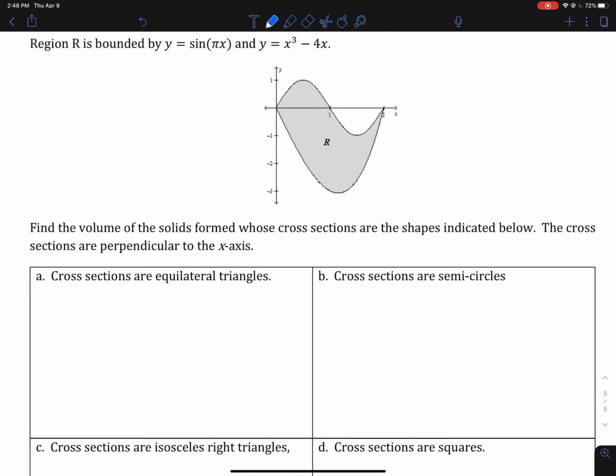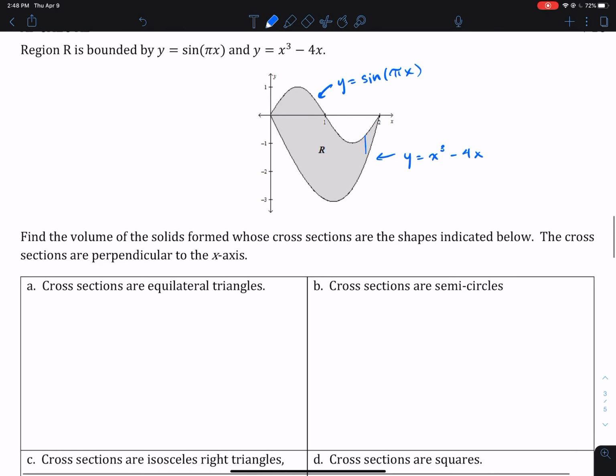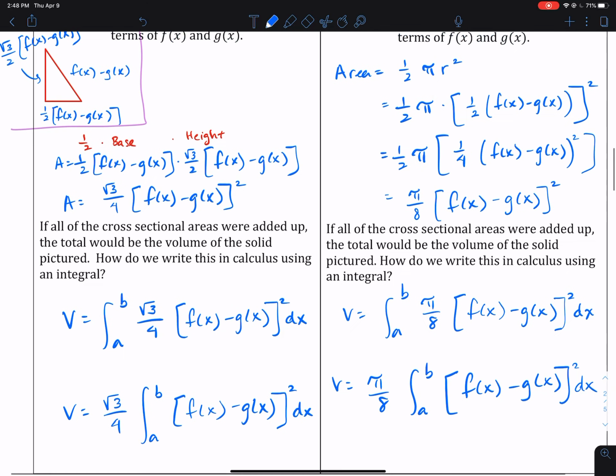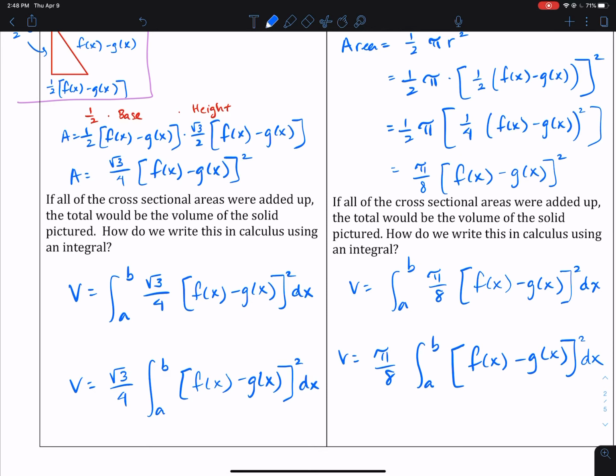If the cross sections are equilateral triangle, I know this is x cubed minus 4x. Okay. So again, one of the sides of that geometric figure is the difference between f of x and g of x. So if the cross sections are equilateral triangles, right? Now, if you have the information for equilateral triangle right there, you can go ahead and go straight to that volume formula. If not, you're going to have to be able to derive it.